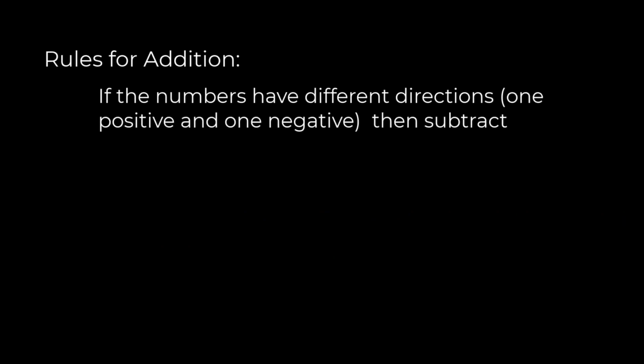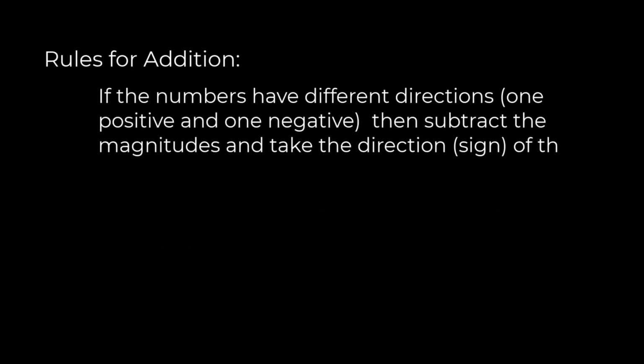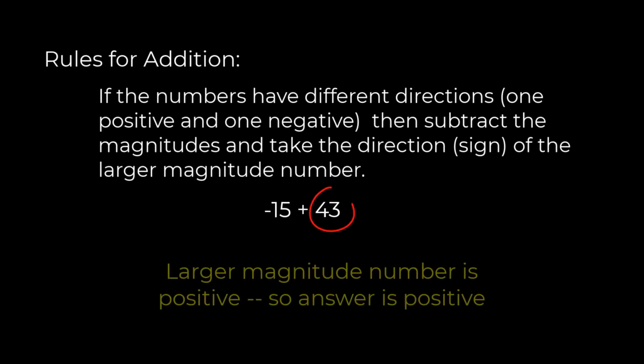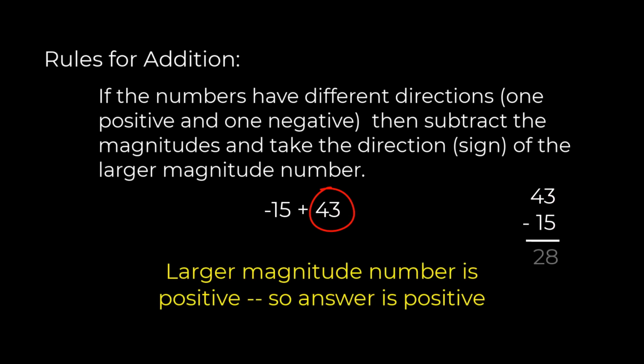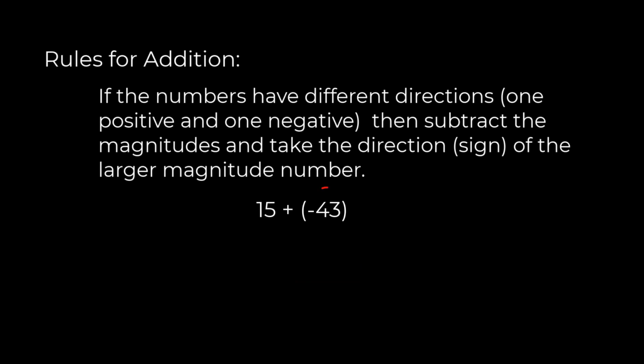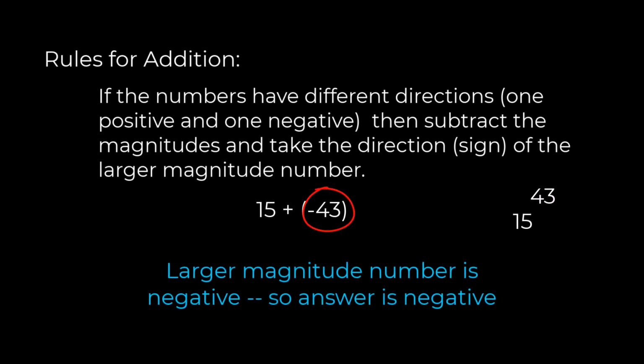The second rule: if the numbers have different directions, then subtract the smaller magnitude from the larger one and take the direction of the larger magnitude number. So, negative 15 plus 43 equals 28, and 15 plus negative 43 equals negative 28.